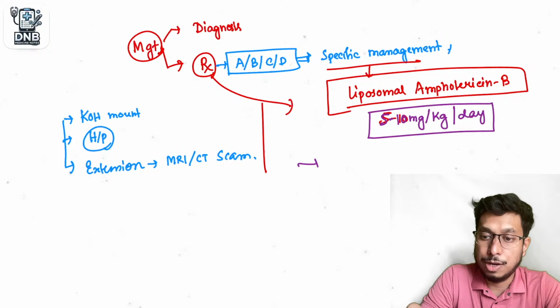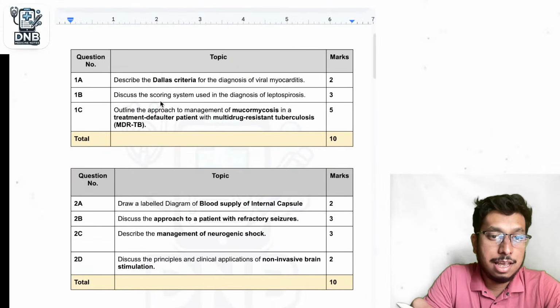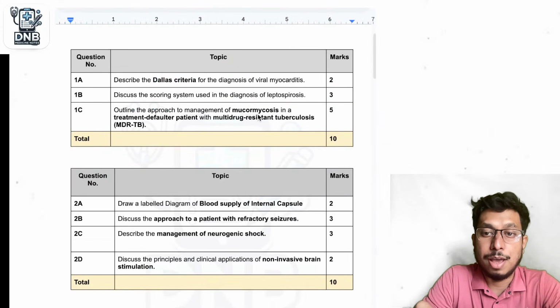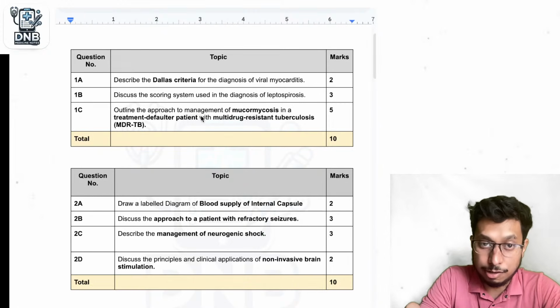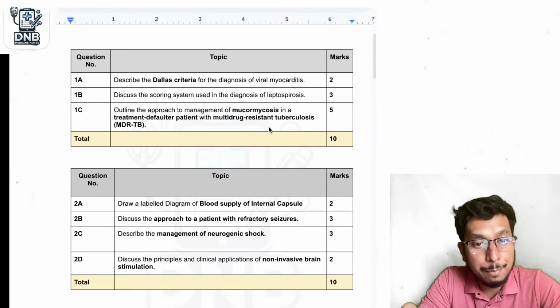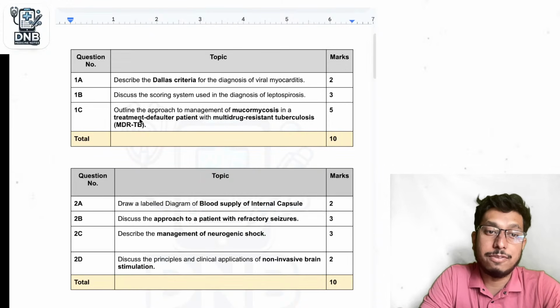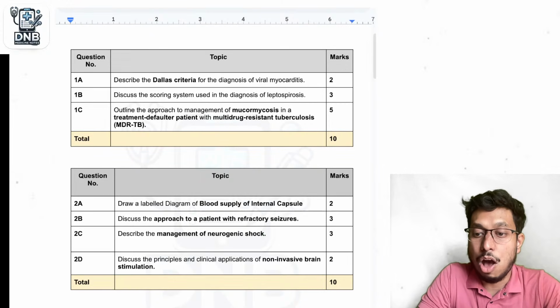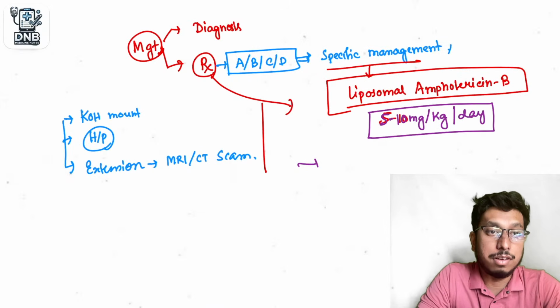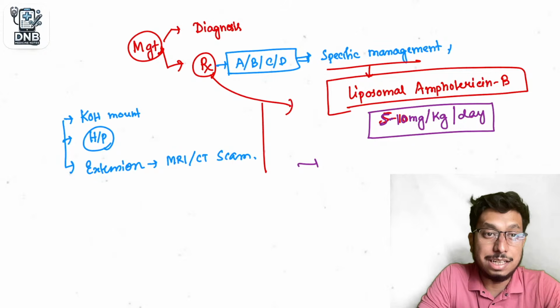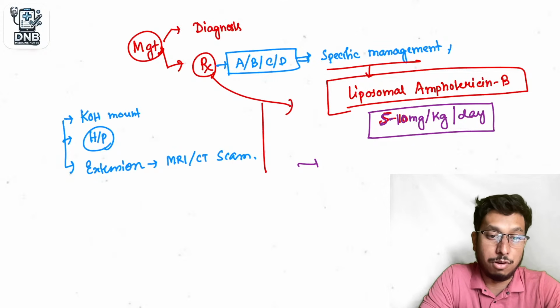Now, one of the issues with this particular question is that you can see it is not only about management of mucormycosis. So management of mucormycosis is not going to fetch a complete point. You need to write about the MDR TB patient, and this patient is also a treatment default. So how do you approach this case? Okay, so the patient is MDR TB with treatment default.